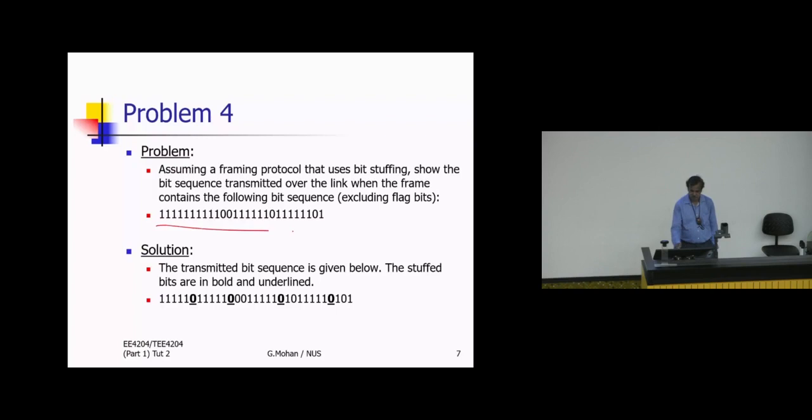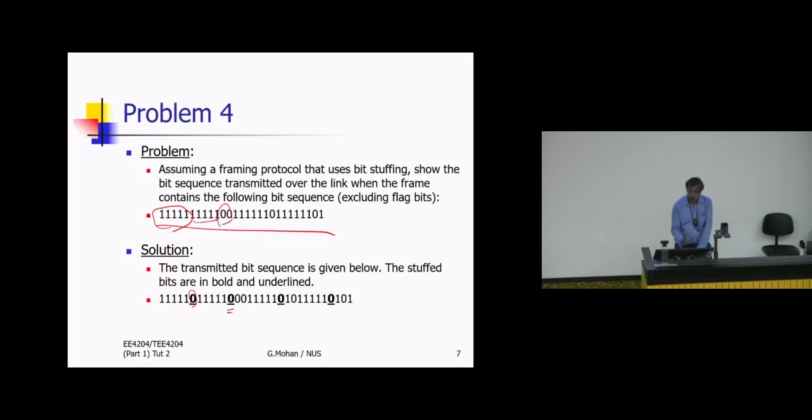Suppose we need to transmit this. What are the bits transmitted by the sender? That's what it says. And it's given that the sender uses bit stuffing. So bit stuffing means what? After every 5 consecutive ones, a dummy 0 is inserted. Whenever the sending adapter transmits any 5 consecutive ones, it transmits 1 extra 0. So after transmitting the first five 1s, a 0 is inserted. Then the next five 1s, a 0 is inserted.